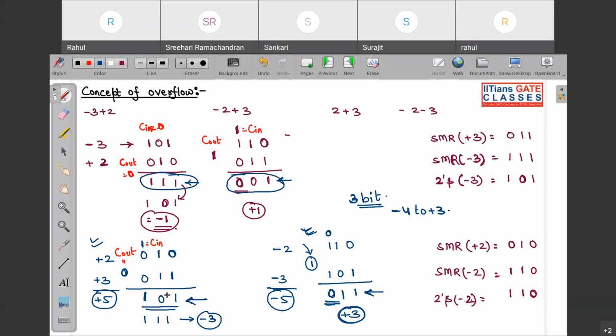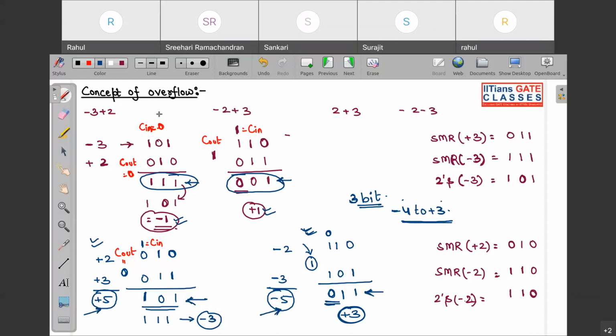With 3-bit 2's complement numbers, the range that we can have is from -4 to +3. Here we got -1 and +1, which were in this range, -4 to +3. But when we got the number over here, this is +5, which is out of the range. Even here -5 is also out of the range. So there is some problem, known as overflow.